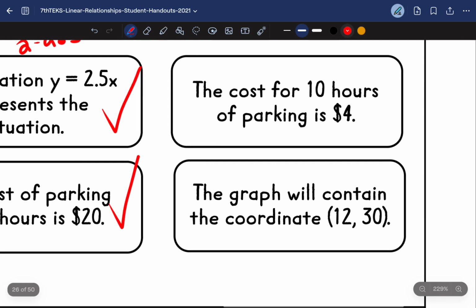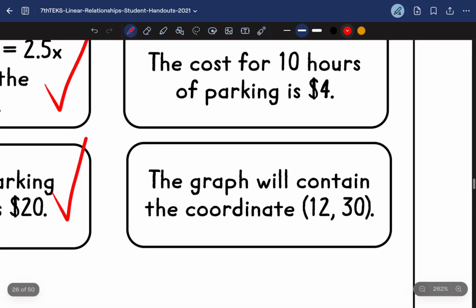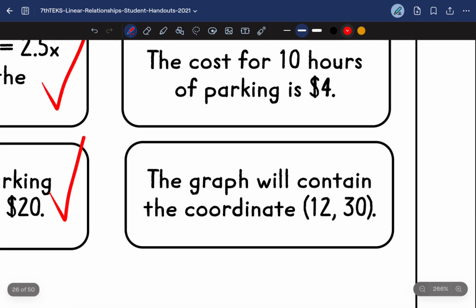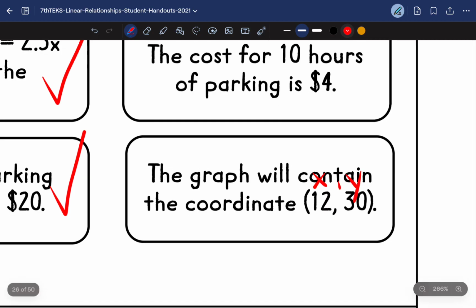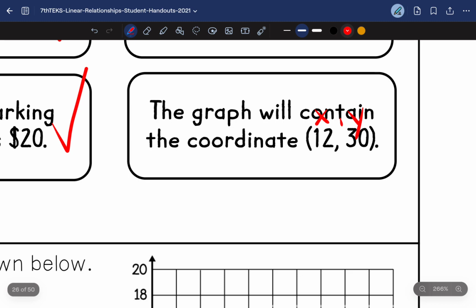And then it says the graph will contain the coordinate 12, 30. Well, we can figure this out by dividing. So remember, the first coordinate is our x value and the second coordinate is our y value. So it's k equals y over x. So I just have to divide. So I'm going to do 30 over 12.